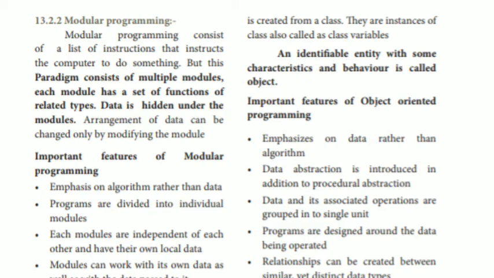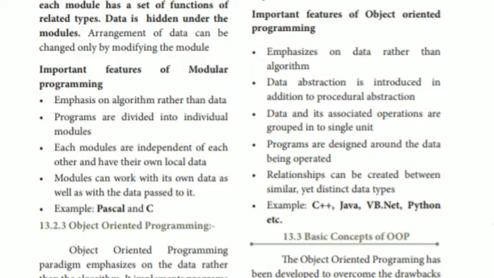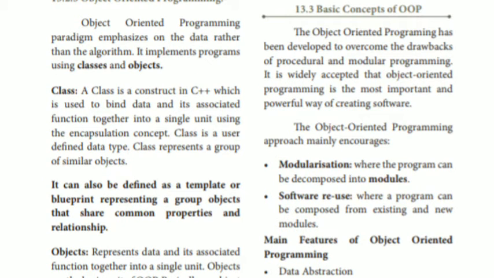இப்போ வந்து C++ is an object oriented programming language. 1 mark: choose C++, Java, VB.NET, Python, etc. These come under which programming? Object oriented programming. Emphasize on data rather than algorithm பார்த்துட்டோம். Data and associated functions as a single unit பார்த்துட்டோம். Relationships can be created, very similar பார்த்துட்டோம். Data abstraction is introduced. எல்லாமே சொன்னது தான் மறுபடியும் சொல்கிறாங்க. புதுசா ஒன்றும் இல்லை. Basic concepts of OOP.